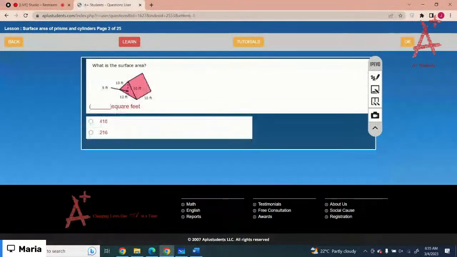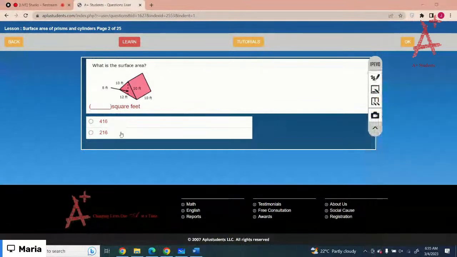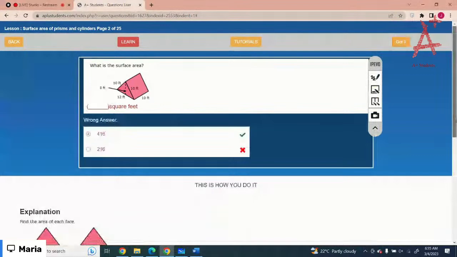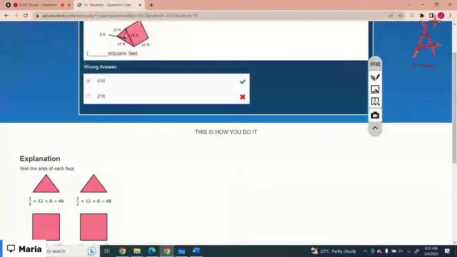What is the surface area? Let's calculate the surface area of the shape. You have to calculate the area of the rectangles and the triangular shapes. The area of the triangle is half times base times height. The base is 12 and the height is 8, so half times 12 times 8 would be 48.